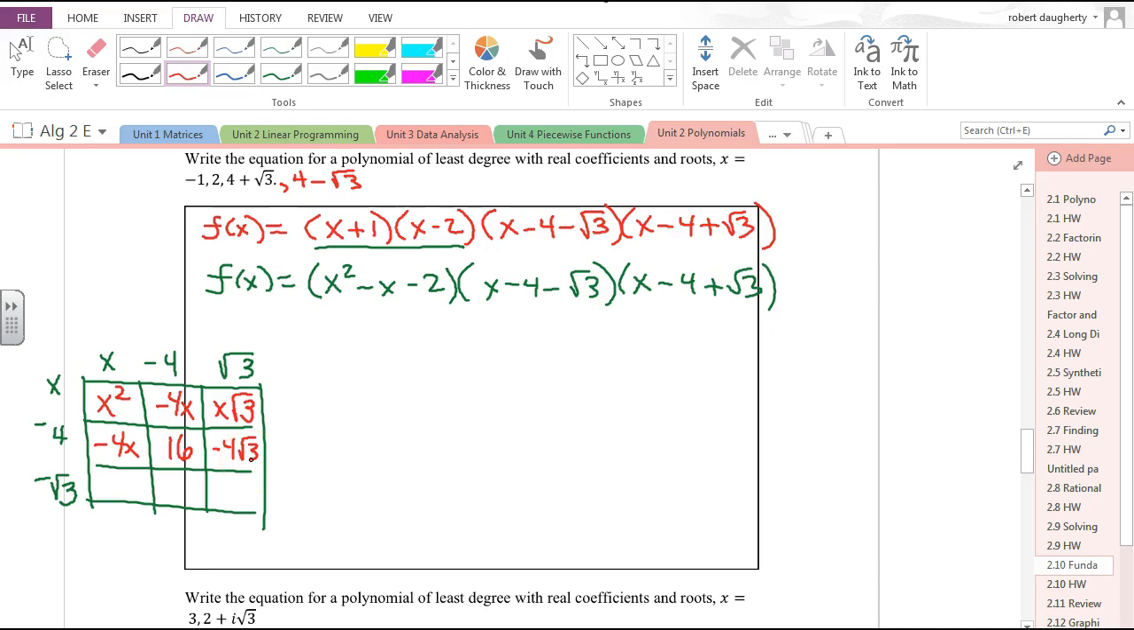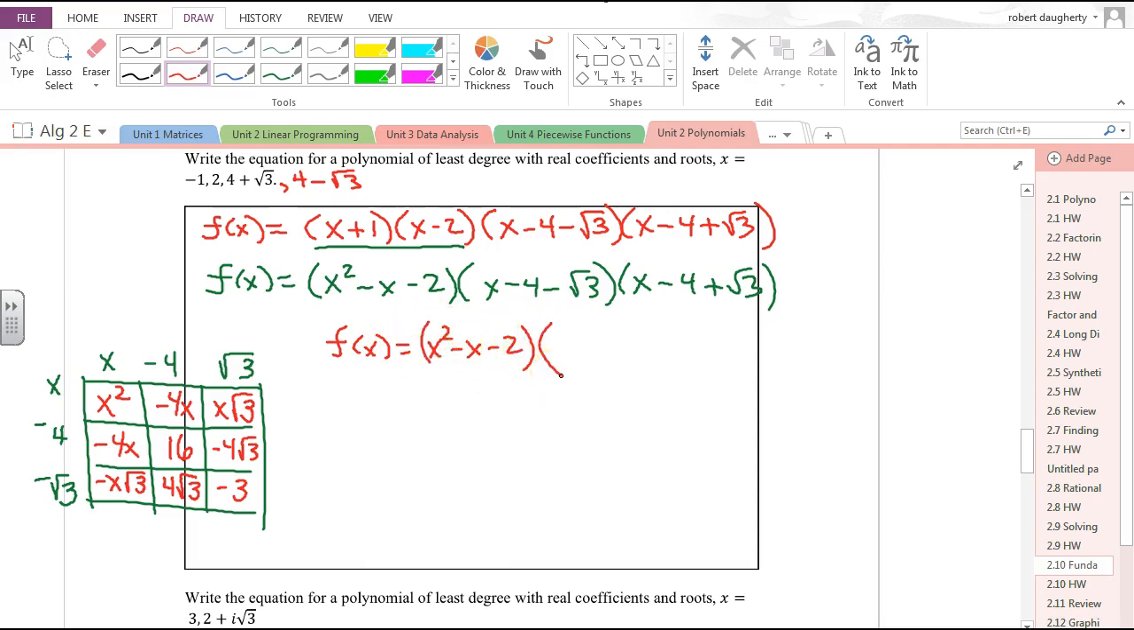Negative root 3 times x, that's negative x root 3. Negative root 3 times negative 4, that's 4 times the square root of 3. What is square root of 3 times square root of 3? 3. Stick a negative in front of that and you get negative 3. Okay, so this tells me that f of x equal x squared minus x minus 2.